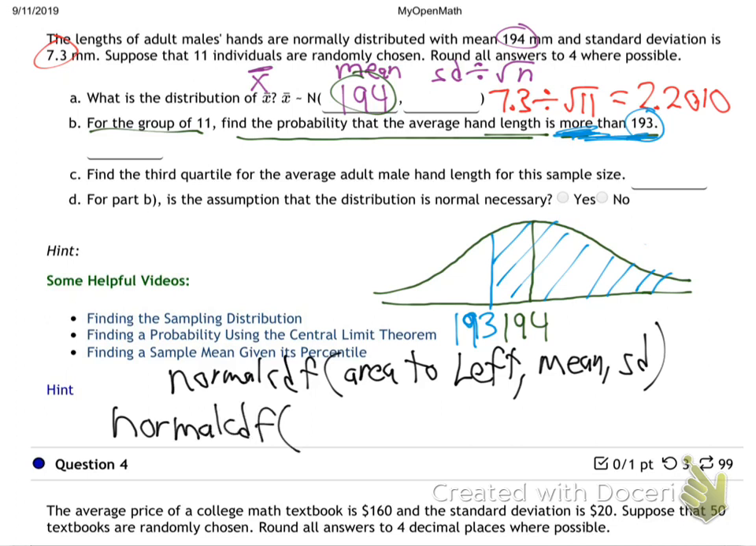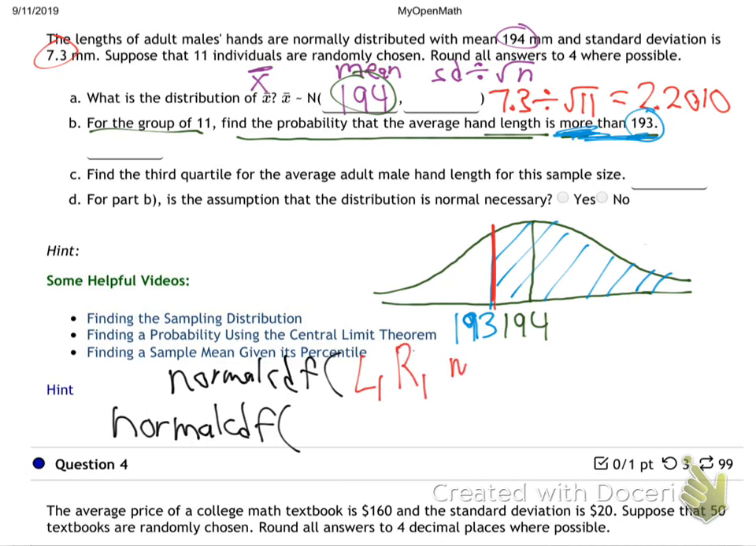Okay, so what is the area to the left? Here's my spot. My spot's 193. What's the area to the left? I thought inverse norm was area. I'm being totally crazy. You're totally right. I'm just losing my brain. Just kidding. I was testing you. Good job. Thank you. All right. It's been a long day for me, I guess. Left edge, right edge, mean, standard is normal CDF.